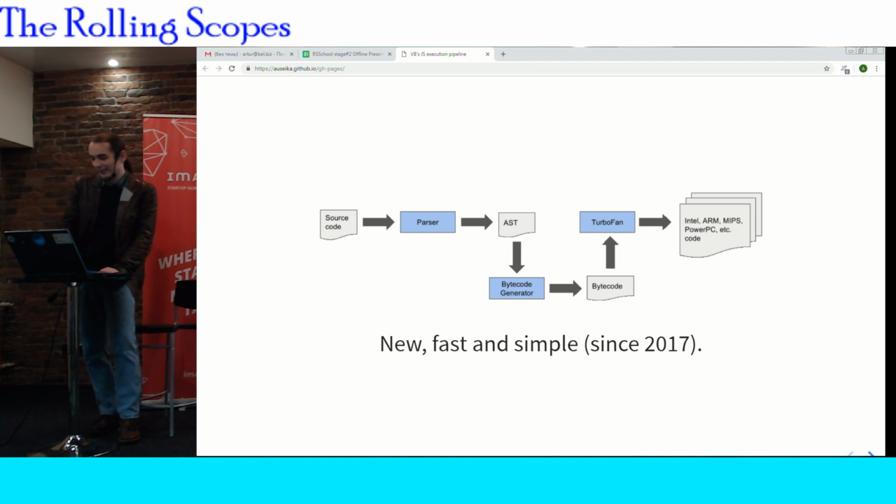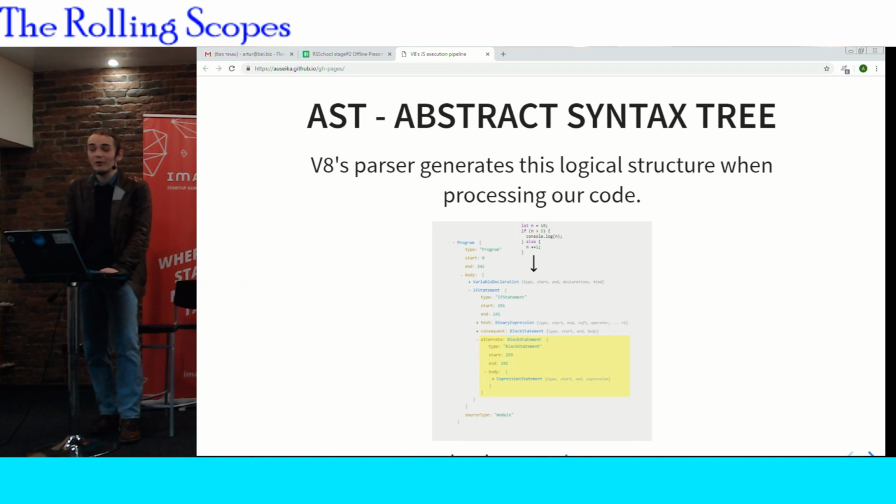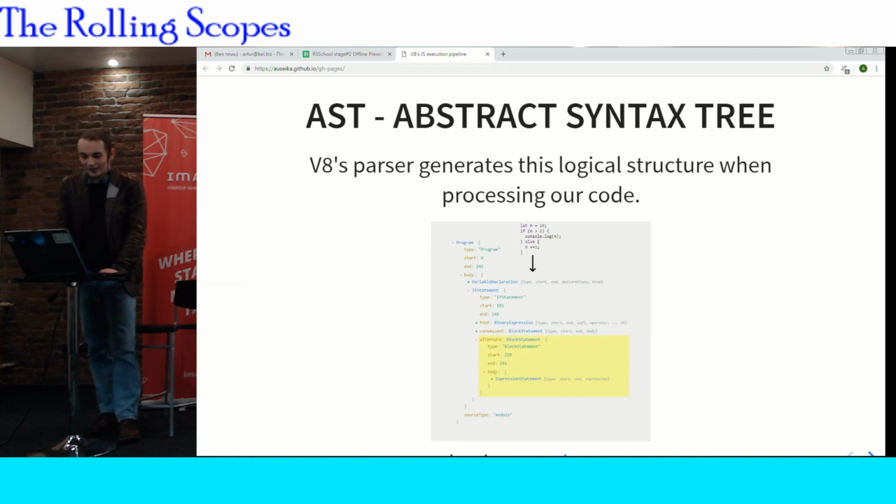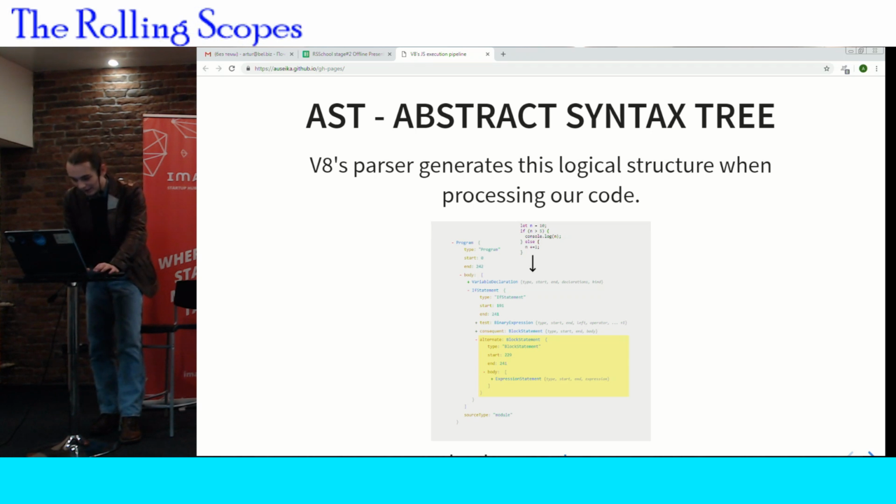So let's take a look at our stages. The first stage is the abstract syntax tree. The parser in a browser parses your code and transforms it into a logical structure, which is called an abstract syntax tree. It's a set of tokens for all your variables, for all your interactions between them, all that stuff. You can check this site, astexplorer.net, and see how it looks.